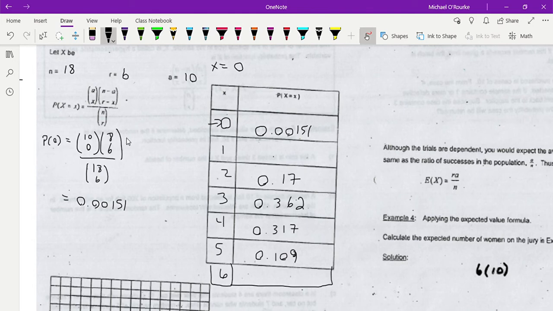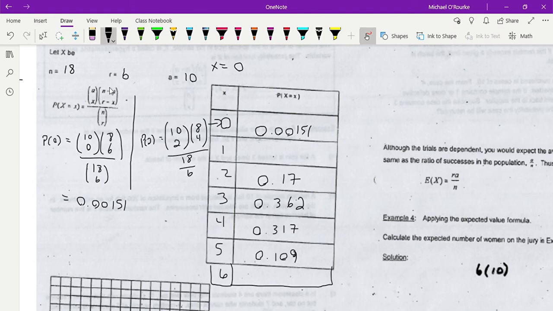Okay, well, your formula is going to look like this: 10 choose 2, times 8 choose 4, divided by 18 choose 6. Now, you have to watch here. It's r minus x right here, so since you put a 2 there, it's now 6 minus 2 equals 4. How do you know it was 8 choose 4?